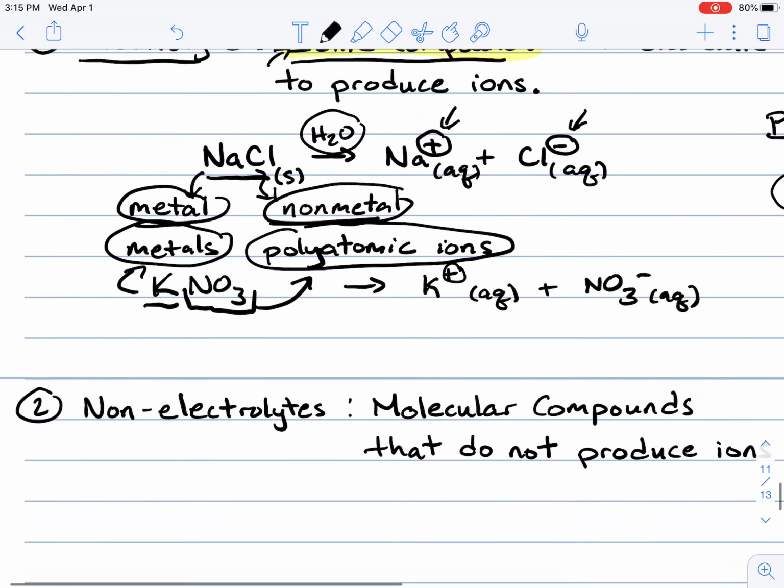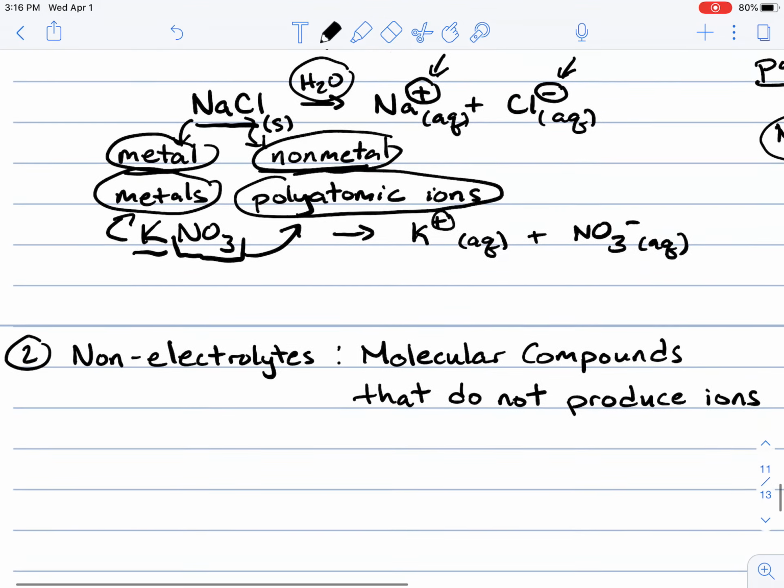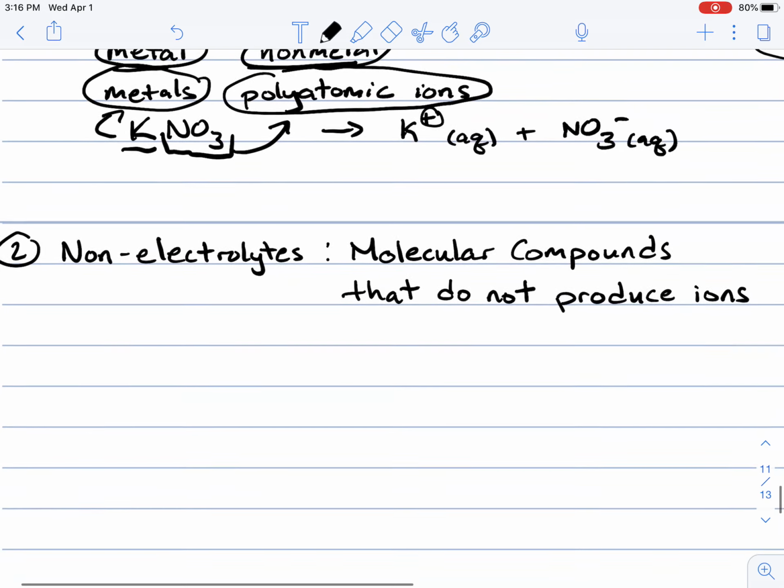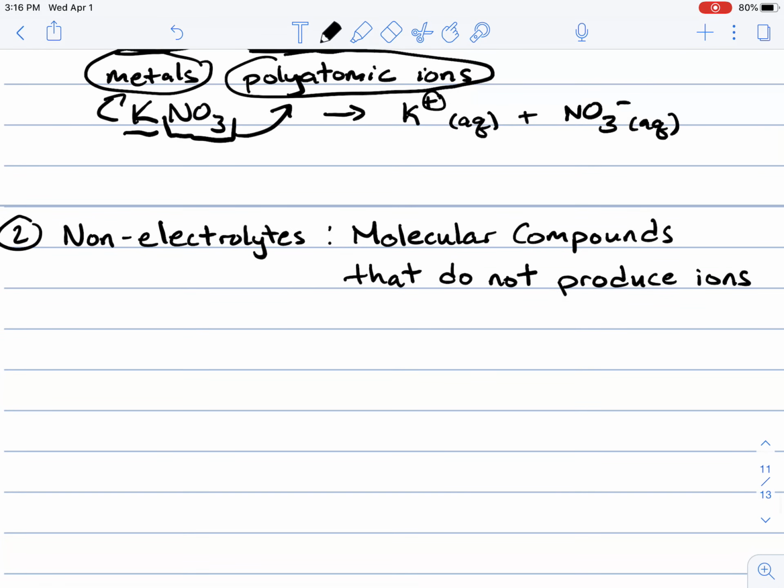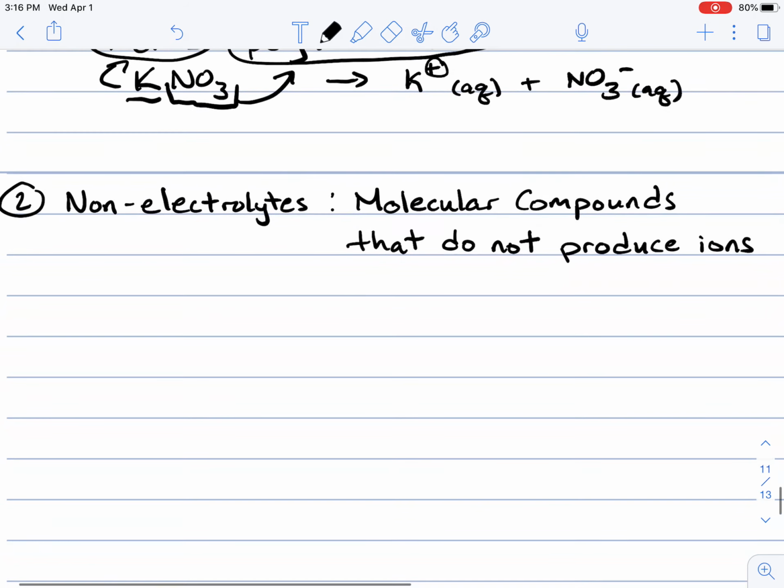All right, so non-electrolytes are molecular compounds, and molecular compounds typically do not produce ions. If they don't produce any ions, then there's no positive or negative charge inside the solution to conduct that electricity.